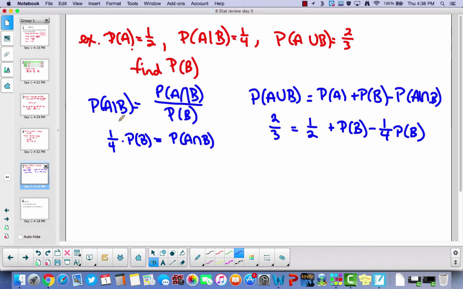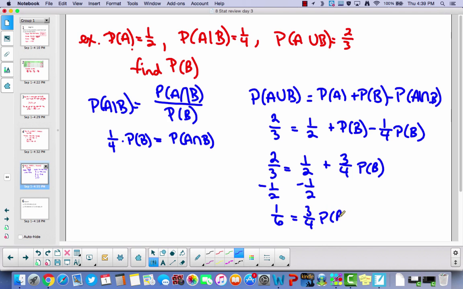So sometimes we have to incorporate two formulas. So now I have it in terms of the probability of B, and I can simplify. I have 2/3 equals 1/2 plus 3/4 the probability of B. I can subtract 1/2 from both sides. 2/3 minus 1/2, this would be 4/6 minus 3/6, so that would be 1/6 equals 3/4 times the probability of B.